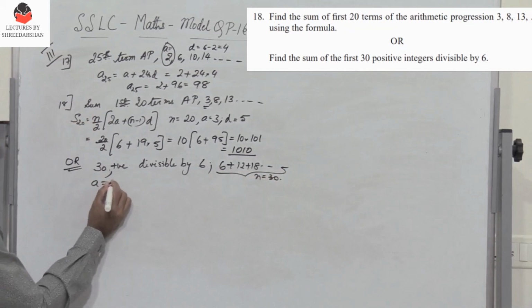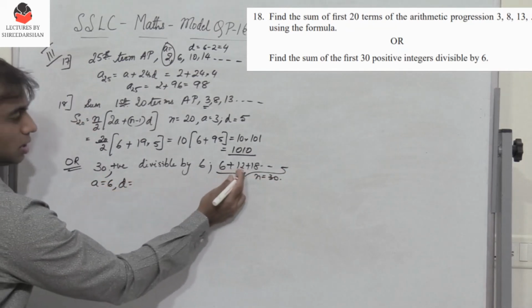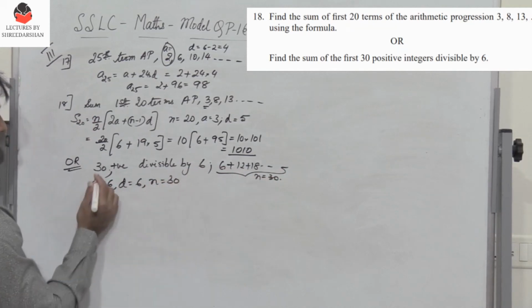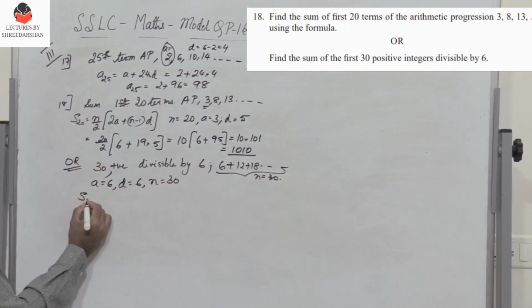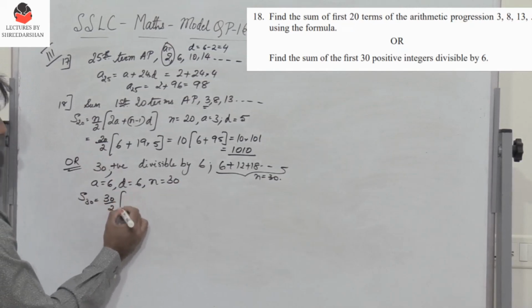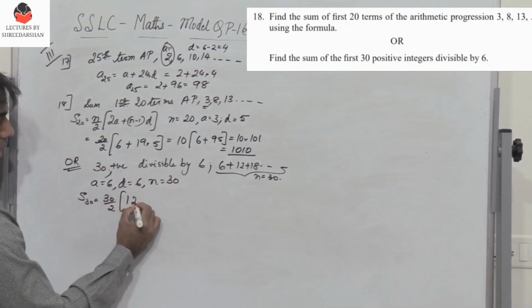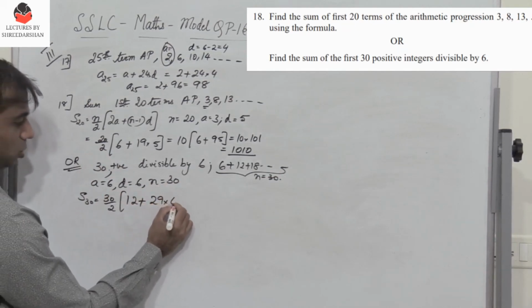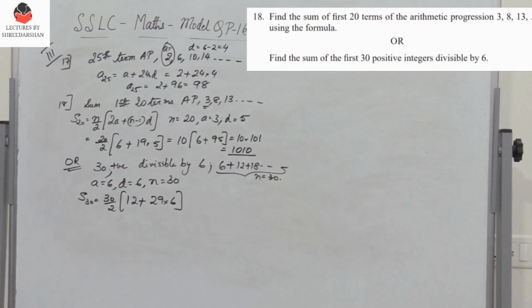So what is A? A is 6. D is of course 12 minus 6, which is 6 again. N is 30. So I have the expression. S 30 equals N by 2, which is 30 by 2, into 2 into A, 2 into 6 is 12, plus N minus 1, 30 minus 1 is 29, into 6.